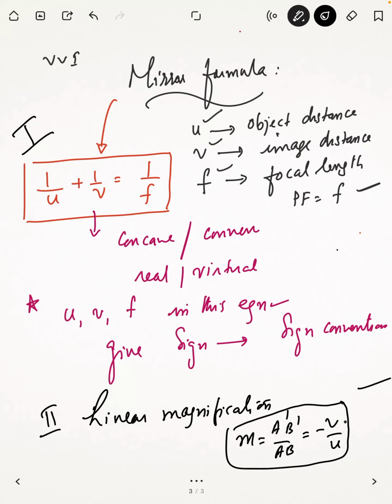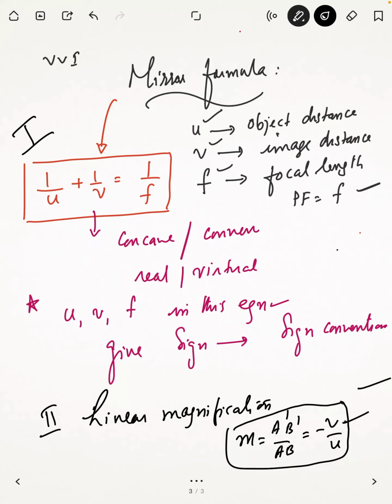In the case of mirror, first one is mirror formula, 1 by u plus 1 by v equal to 1 by f. Next one is linear magnification, that is size of the image upon size of the object. It is related to object and image distance as minus v upon u. U stands for object distance, v stands for image. Whenever you substitute the numerical value in any of these equations, we have to use the sign convention. Okay, I am just recalling sign conventions.